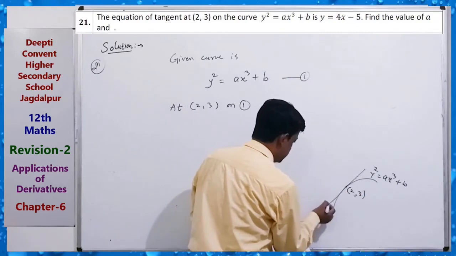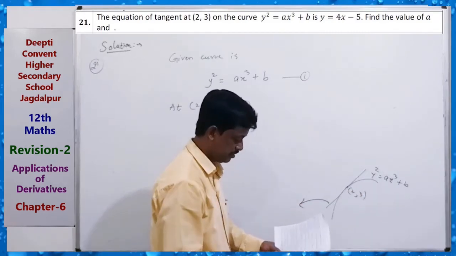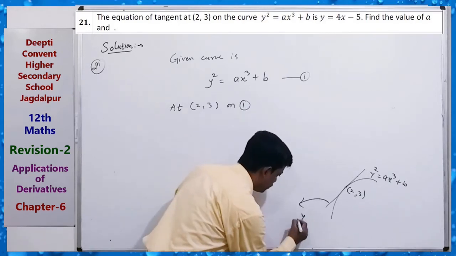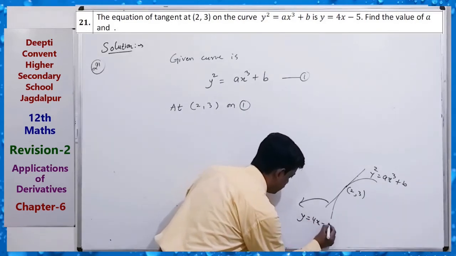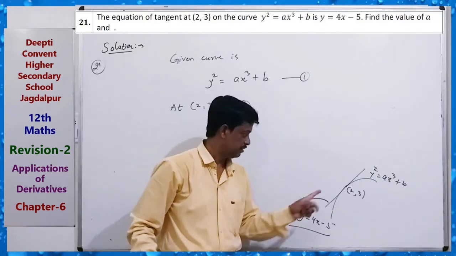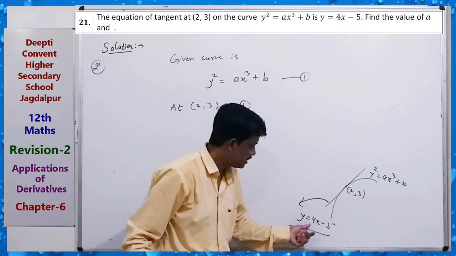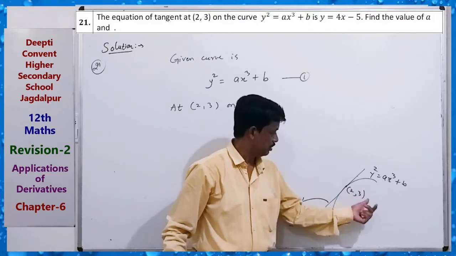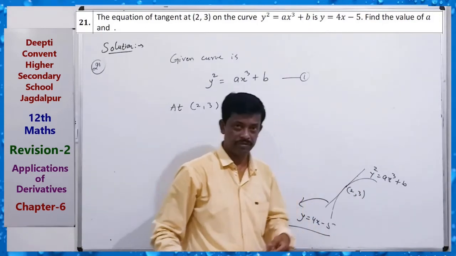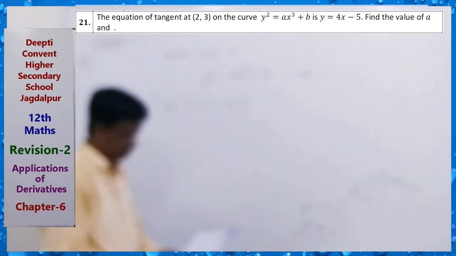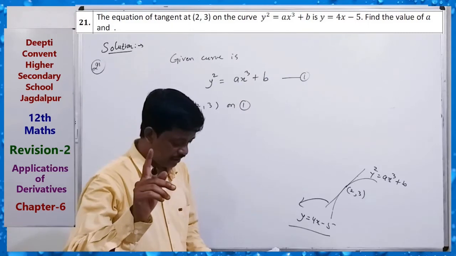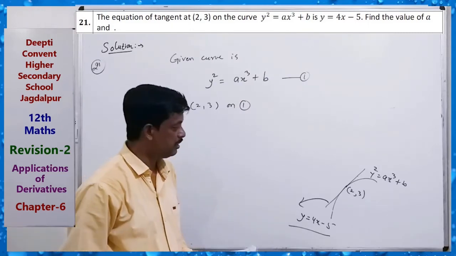The equation of the tangent is given: y = 4x - 5. This is the equation of the tangent at the point (2, 3), and this is the equation of the curve. Now we have to find the values of a and b.